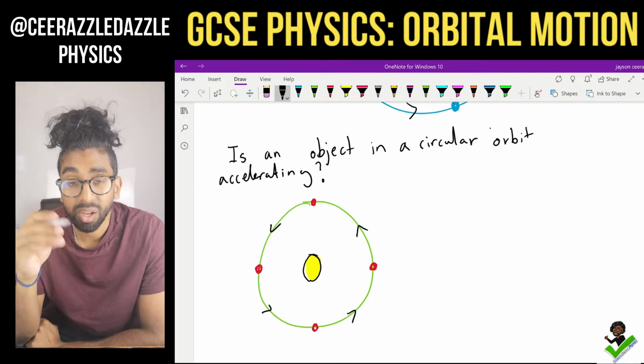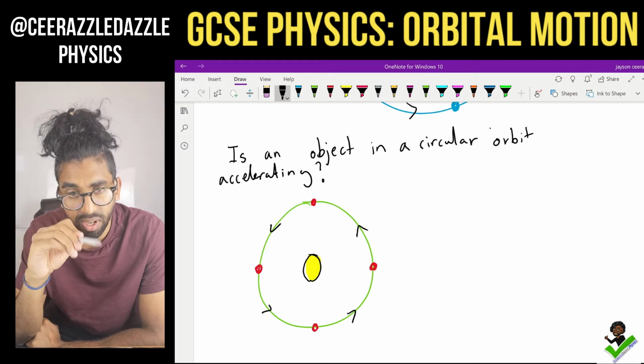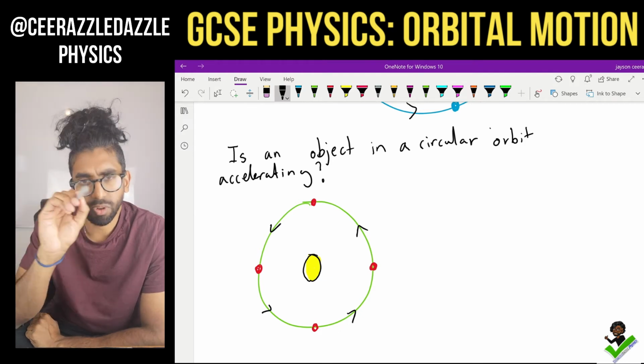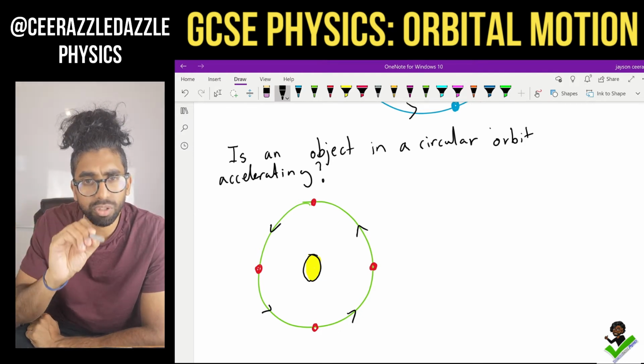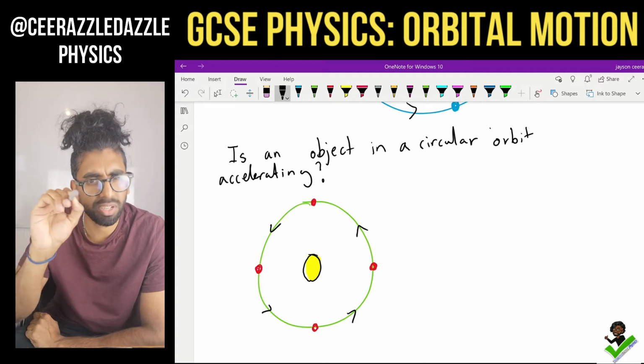So look here. We've got an object going around another one, round and round and round. Just follow my pen. Right now that is a constant speed. It's going around at a constant rate. So yes, it seems like it's a constant speed right now. So therefore it's not accelerating.